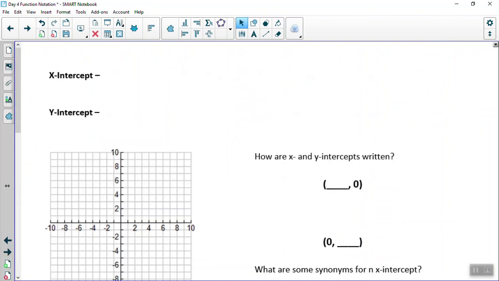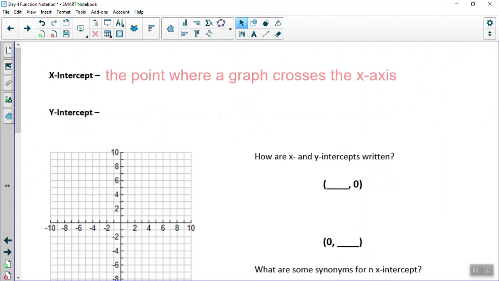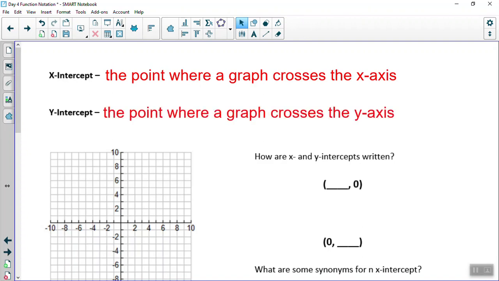All right, let's go to the next page. All right, so let's talk intercepts. So an x-intercept is the point where a graph crosses the x-axis. Remember, our x-axis is this horizontal number line. A y-intercept is where the graph crosses the y-axis, or the vertical number line. So how are x and y intercepts written? Well, like this, where we usually have a number, comma 0 for our x-intercept, because it's the x value that we have a number for. And then our y-intercept is always written 0, comma a number.